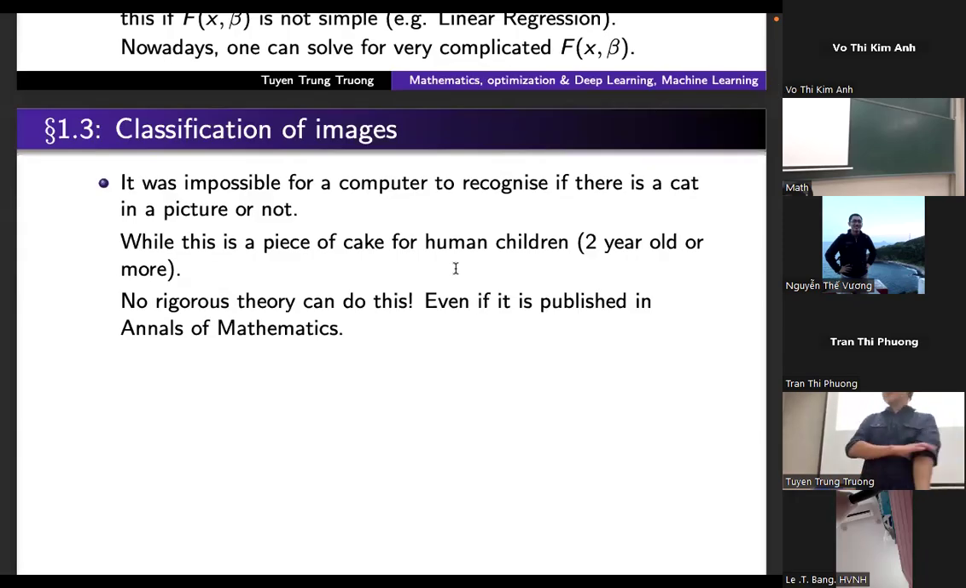And one other thing is classification of images. Before, people would try, for example, you have many pictures, and you try to teach the computer to learn if there is a cat or not a cat in a picture. This is easy for even a child, a 2-year-old or 1-year-old. They can already do this. You just give them like 3 or 4 pictures.